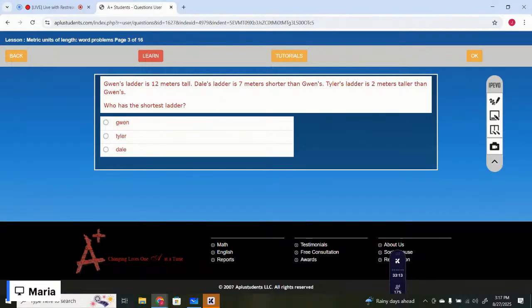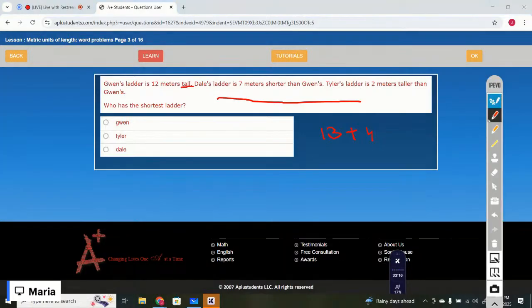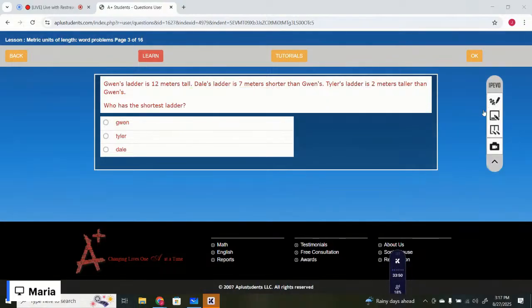Given's ladder is 12 meters tall. Dale's ladder is 7 meters shorter than Given's. Taylor's ladder is 2 meters taller than Given's. Who has the shortest ladder? We need to find the one who has the shortest. Given's ladder is 12 meters tall. Dale's ladder is 7 meters shorter, so Dale's is 12 minus 7, that is 5. Taylor's ladder is 2 meters taller. So Dale's ladder is shorter than everyone's. So that is Dale. Option number 3 is the correct option.